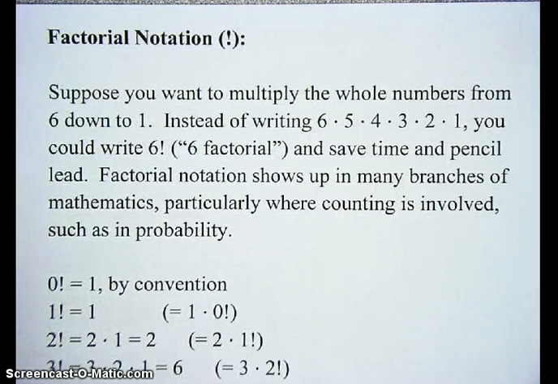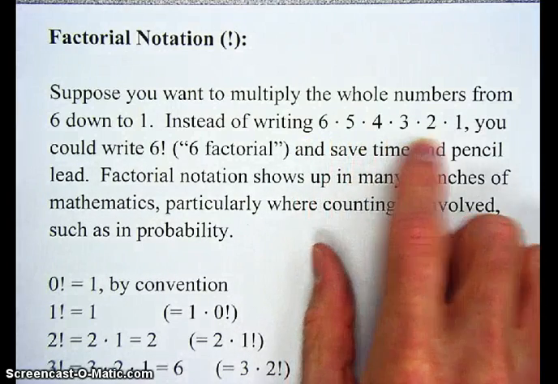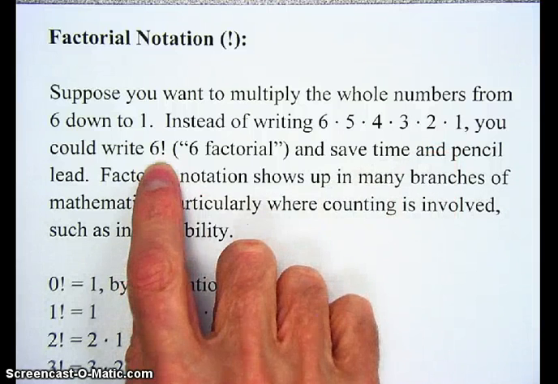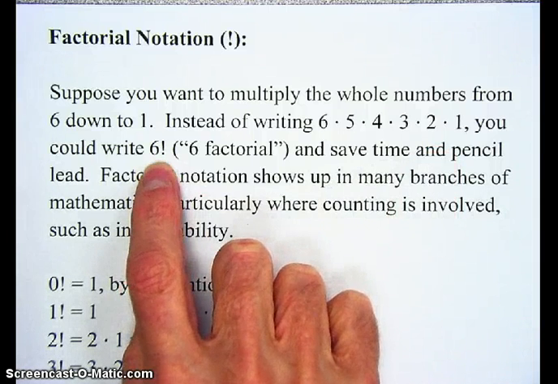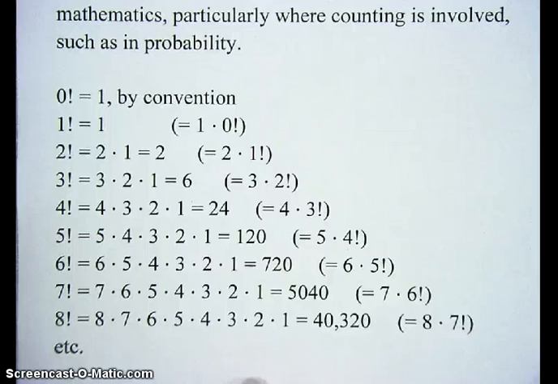Factorial notation is something that you'll see often when you're working with probability or working with counting. It is a simplified way of writing a repeated multiplication. For instance, if you multiply 6 times 5 times 4 times 3 times 2 times 1, instead of writing those 6 numbers multiplied together, you can just write 6 with an exclamation point. That's read 6 factorial, and it saves you a lot of time and energy. So it's very useful, and it shows up in lots of branches of mathematics, but particularly in probability and counting.